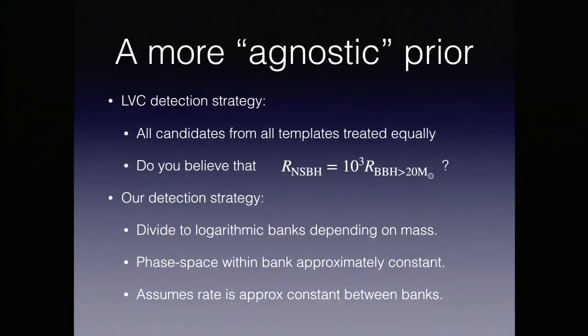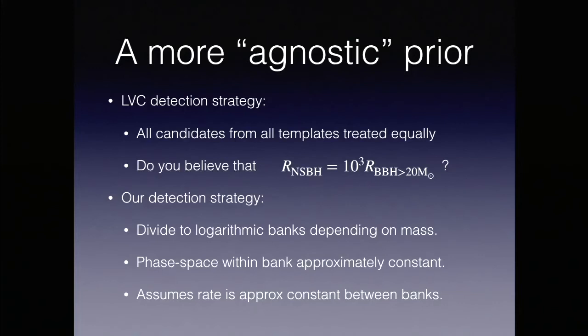Good. So let's explain something, because I must explain something. I can't explain all of these things in one talk, and I'm sure that you will be sleeping, all of you, by the time I finish to explain all these details. So let's choose something that is more easily explainable and explain it. So what do I mean by a more agnostic prior? So the LVC detection strategy was very agnostic. All candidates from all templates are treated equally. You know, every template is born the same.